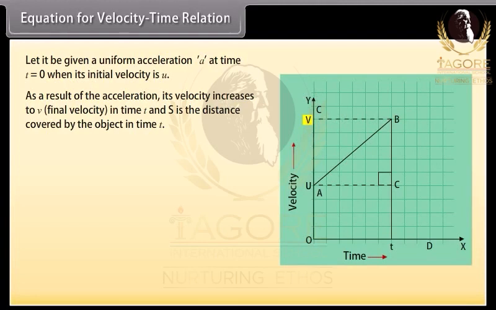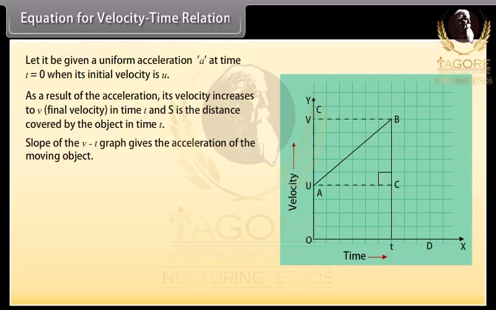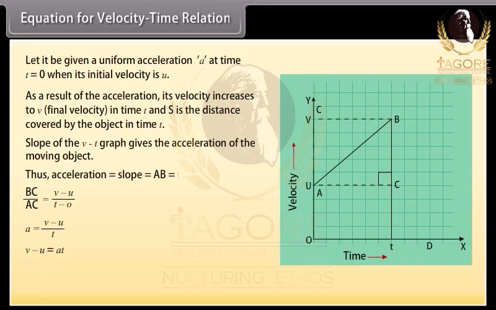The figure shows the velocity-time graph of the motion of the object. Slope of the v-t graph gives the acceleration of the moving object. Thus, acceleration is equal to slope, which equals AB upon... BC upon AC, which is equal to (v minus u) upon (t minus 0), where a is equal to (v minus u) upon t. This gives v minus u equals at, so v equals u plus at, which is the first equation of motion.